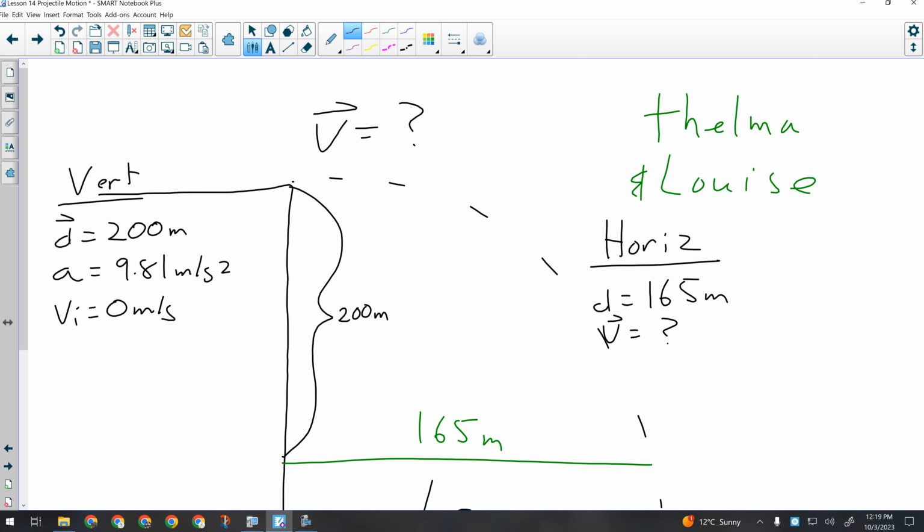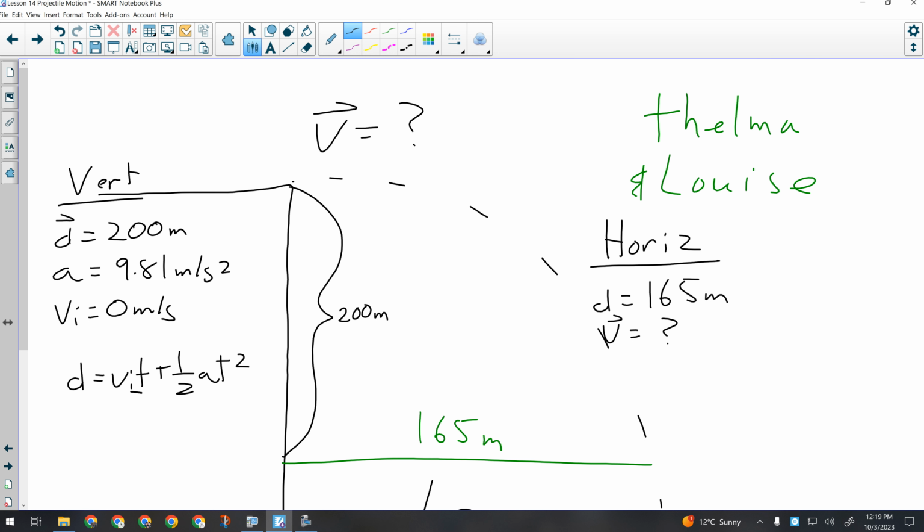What do I need in order to get that? Time, yeah. And time is the one thing that both the vertical and horizontal dimensions share, because once the car crashes into the ground, it isn't doing either one of those things anymore. Okay? So, can I find the time with this information? Pretty sure I have a formula that has time as well as the other variables in it. The one we've used on every single problem so far.